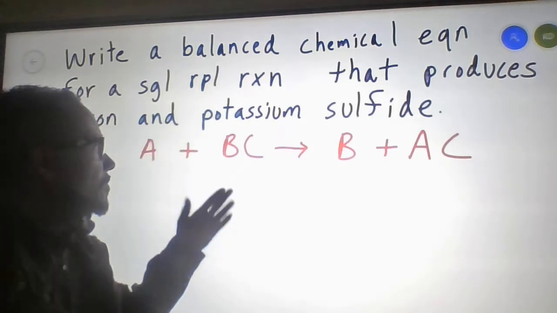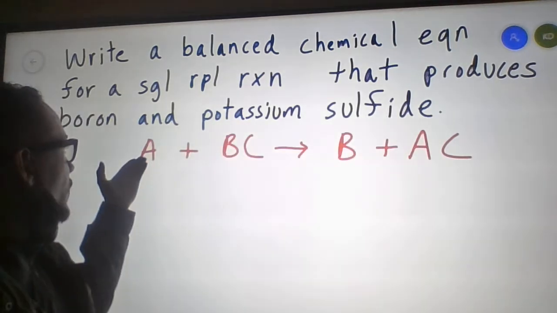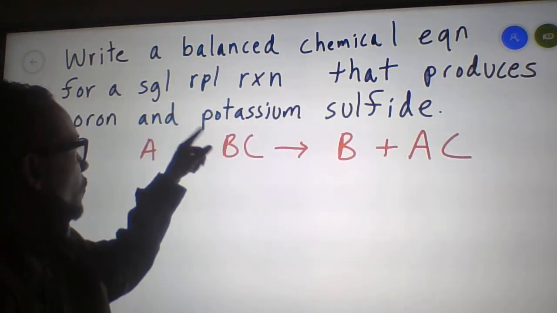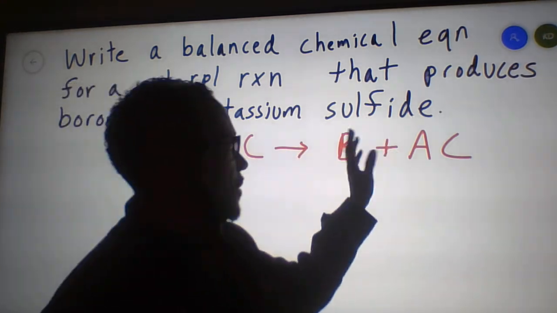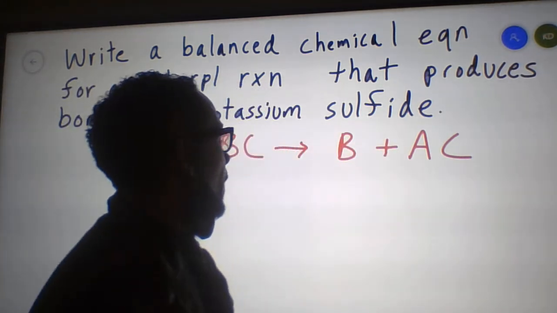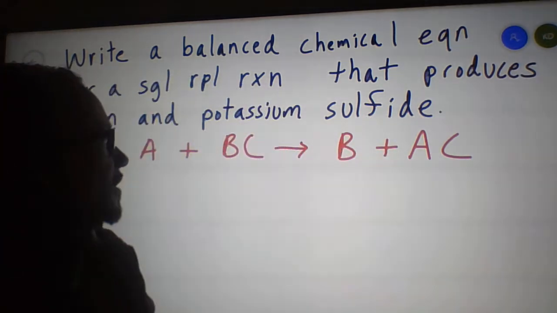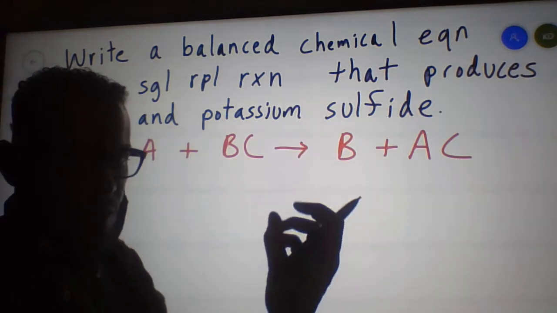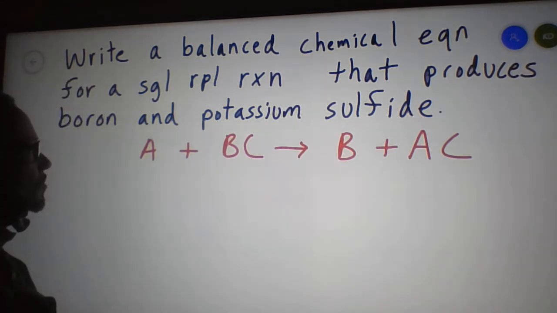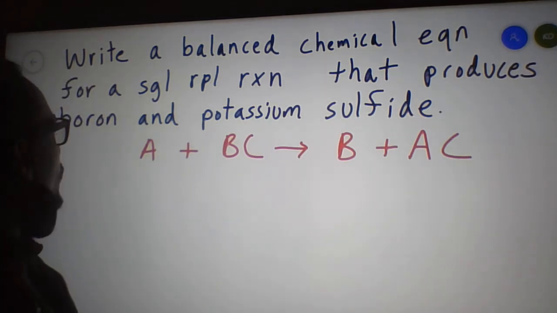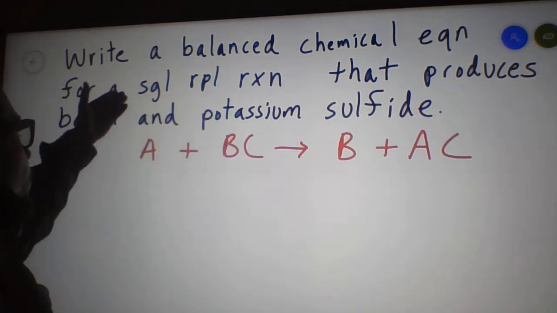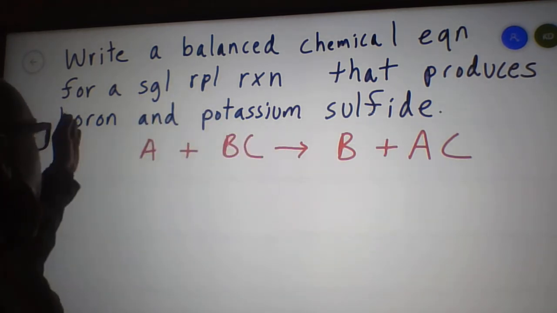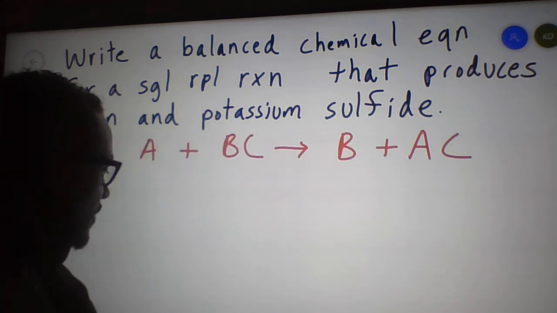All right, so we have some compound, and we have a metal. We're going to replace the metals, and then we have a new compound, and then the other metal got kicked out. This usually will appear as a precipitate. So we'll see something solid that comes out of solution. All right. So write a balanced chemical equation for a single replacement reaction that produces boron and potassium sulfide.